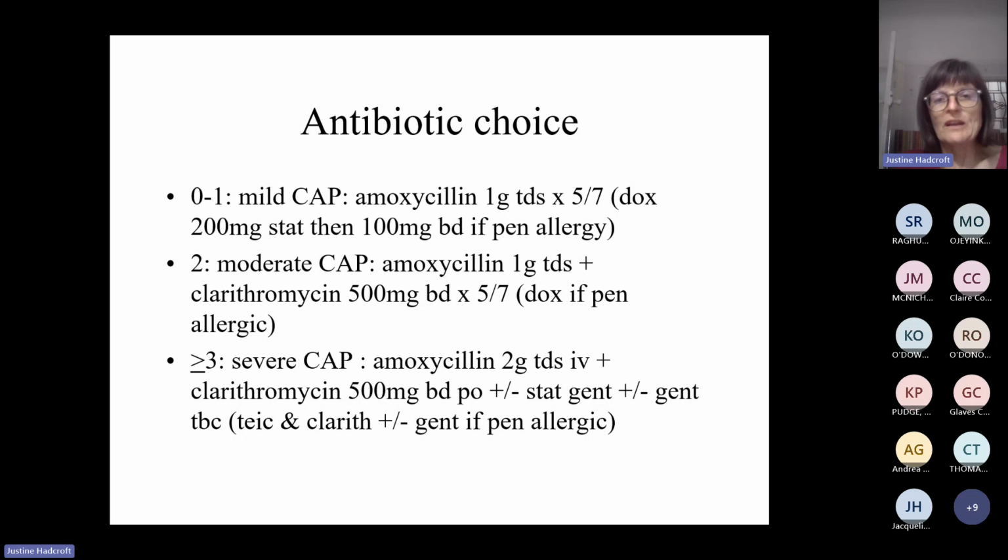So intravenous amoxicillin with oral clarithromycin. If they're very unwell, they might need a stat dose of gentamicin. They might even need the gentamicin continuing. And if they're penicillin allergic, the recommendation is IV teicoplanin, oral clarithromycin, and maybe some gentamicin.